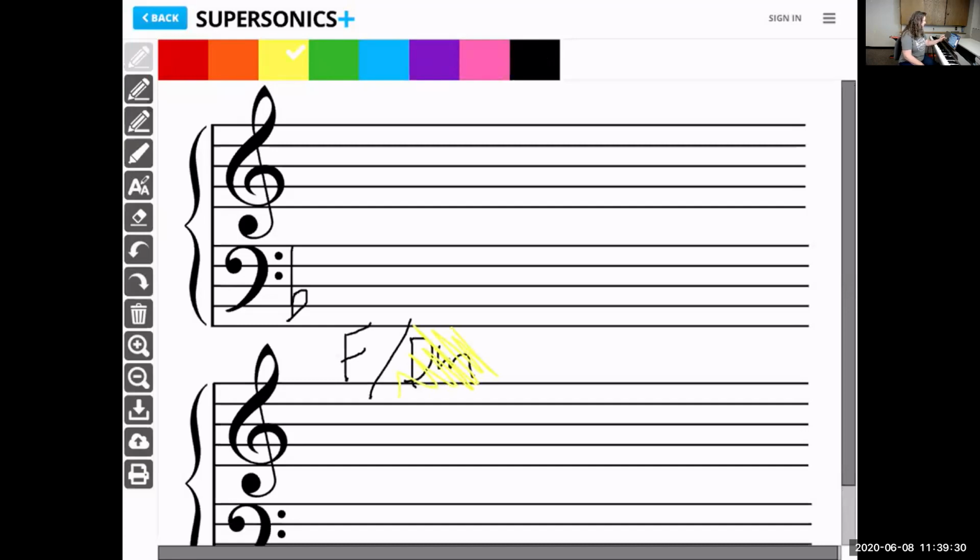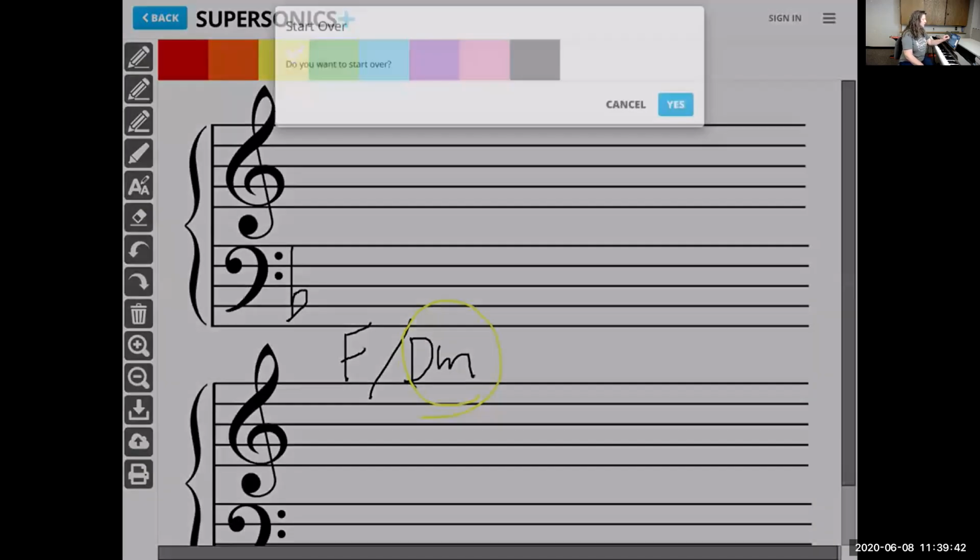Whoops. You know what I mean. We'll circle it instead of highlight it. Okay. Last one. Hopefully you're getting the gist here.